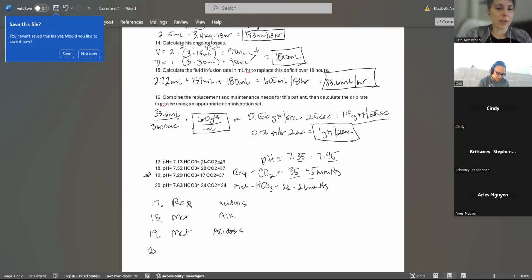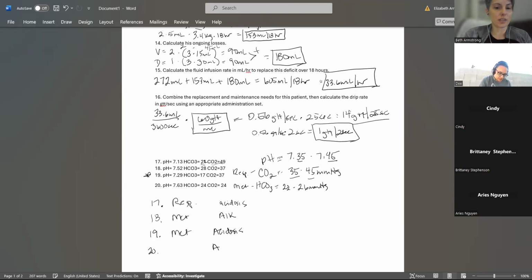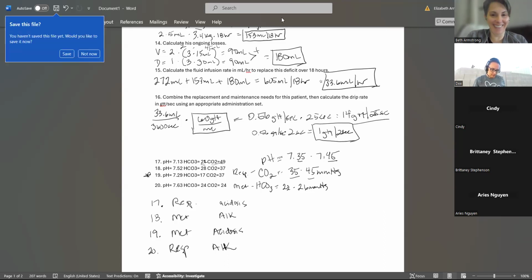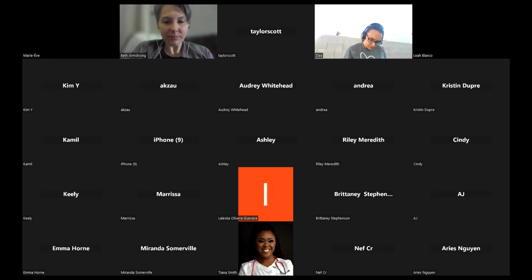All right, 20. pH, where are we at? Alkalotic. Alkalosis, good. And then bicarb and CO2, which one is off? Respiratory. Respiratory, very good. Easy stuff? Yes. Yay! I'm glad. Awesome.